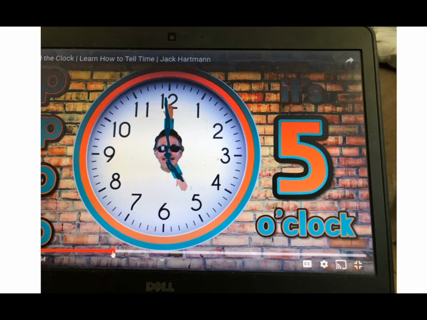And we also have numbers. At the very top we have the number 12. At the very bottom we have the number 6. To the right of the clock we have the number 3. To the left of the clock we have the number 9. And we also have the numbers in between. We have the 1 and the 2. We have the 3, the 4, and the 5. We have the 6. We have the 7 and the 8. We have the 9. We have the 10. We have the 11.